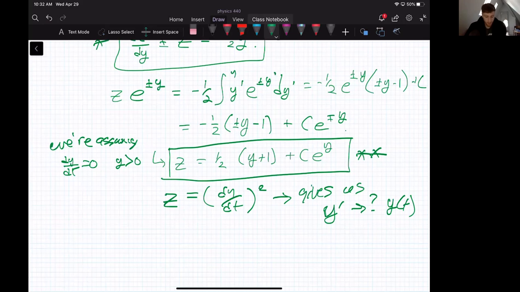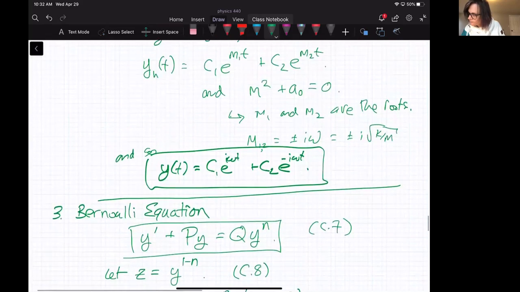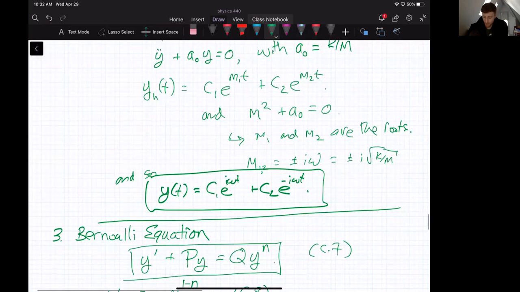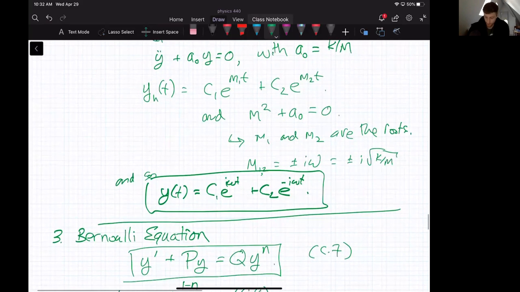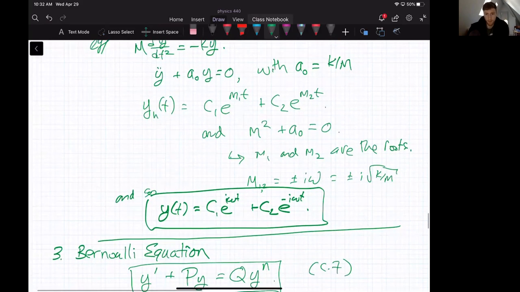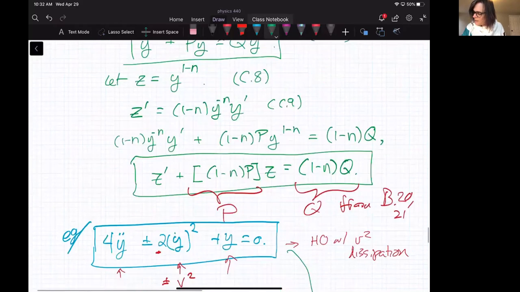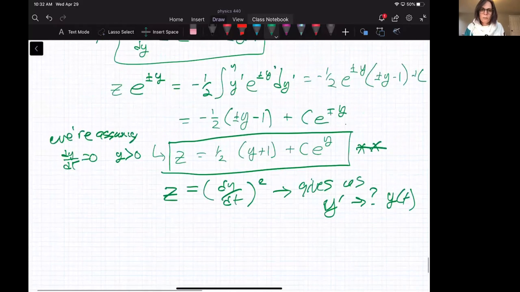I have a question about the second special case before the Bernoulli equation. Sure. In the example, there was a capital M and a lowercase m, and I kind of got lost of which was which. Particularly the m squared plus a naught equals 0. Is that a lowercase m? That's a lowercase m, sorry. Okay. Thank you. I tried to move over to omega to avoid that confusion, and I forgot. Sorry.